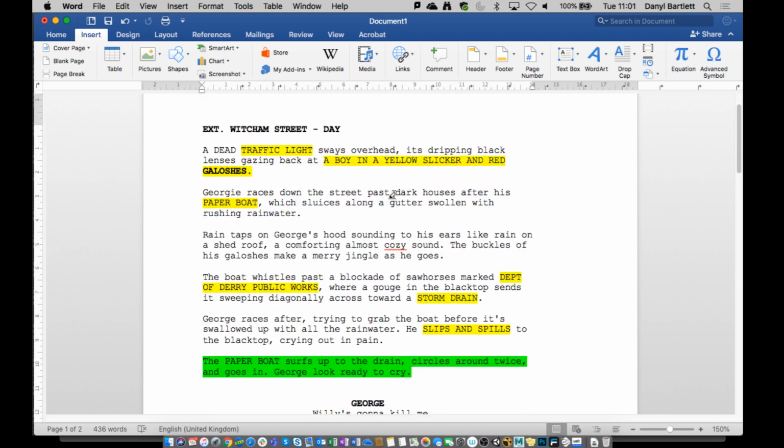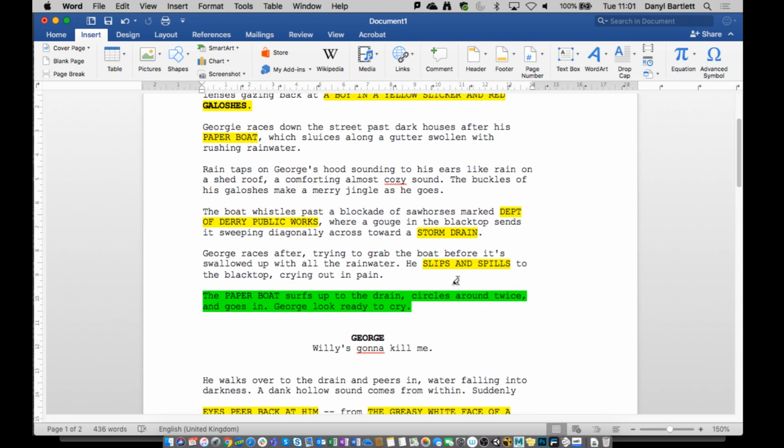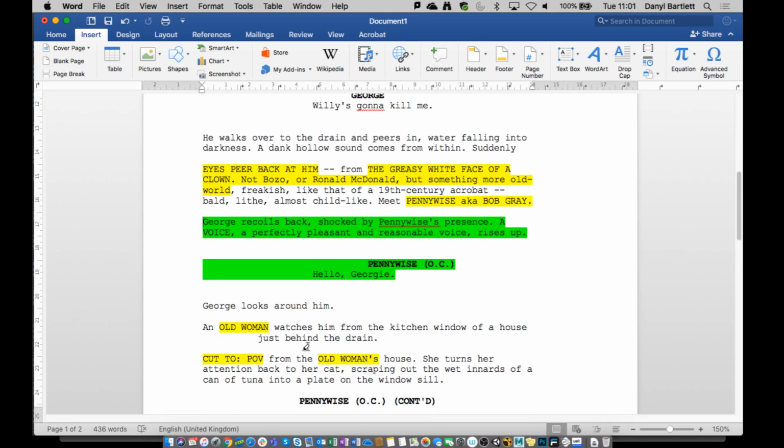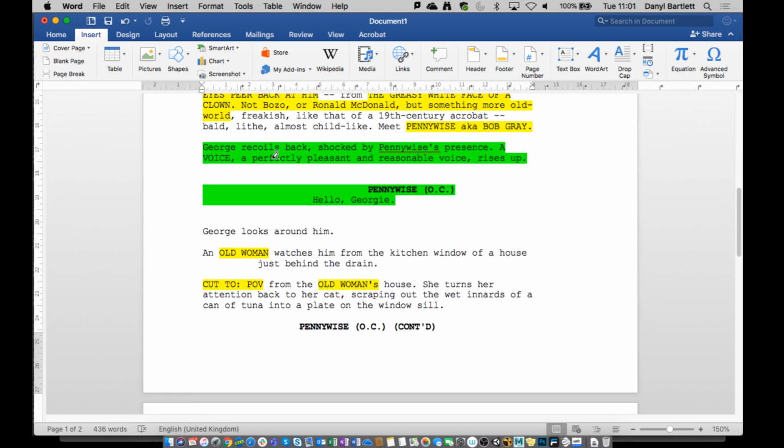These are my two. I've highlighted them in green. Paper boat surfs up to the drain, circles around twice and goes in. George looks ready to cry. And then the next one is Pennywise's presence of voice. A perfectly pleasant, reasonable voice rises up. Hello, Georgie. So those are the two I chose.